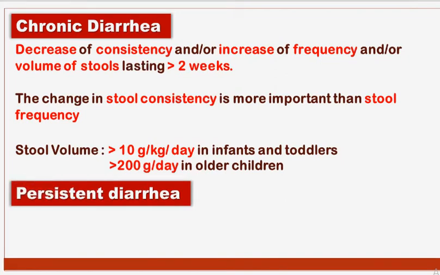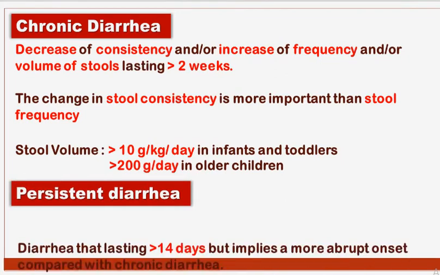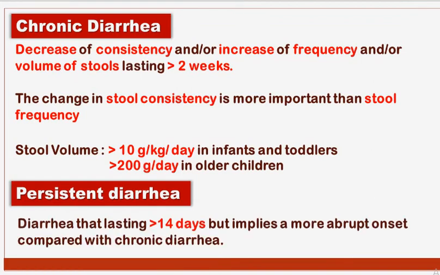We have a term called persistent diarrhea. So what is persistent diarrhea? Here, the diarrhea that may last more than 14 days. So why we don't say this is a chronic diarrhea if it is more than 14 days? Because it implies a more abrupt onset if it's compared with a chronic diarrhea. More abrupt onset means it is acute in its onset, in its origin. But because it is more than 14 days, we call it persistent diarrhea. While the chronic diarrhea, usually it starts to be insidious. And the main important point is the consistency of the stool and the duration, while in persistent, more abrupt onset, like what happened in acute diarrhea.